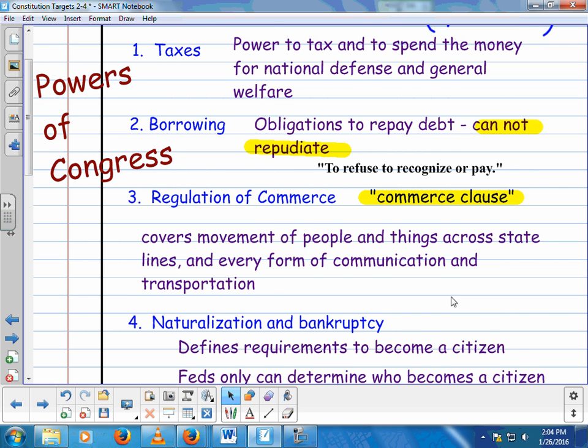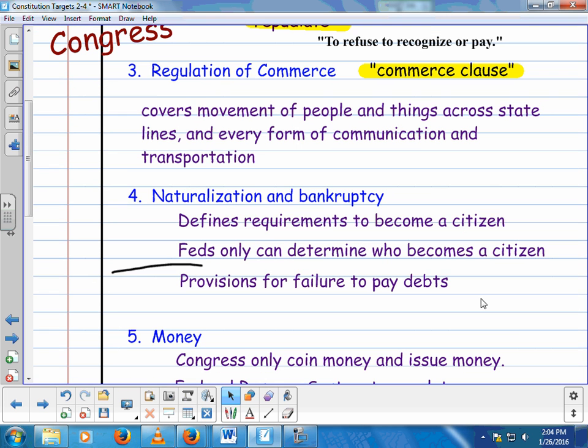All right, moving on. Naturalization and bankruptcy. Now, naturalization, what we're talking about here is what are the guidelines to become a citizen. They define the requirements. Also, they get to determine who can become a citizen. Are there limitations? Are some people not permitted to be a part of our country? What would be the reasons why? These are all of the guidelines that are established by Congress.